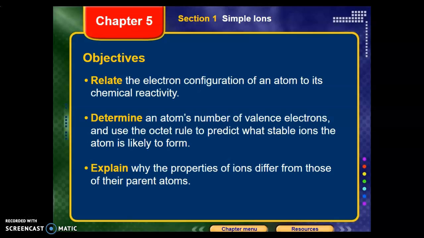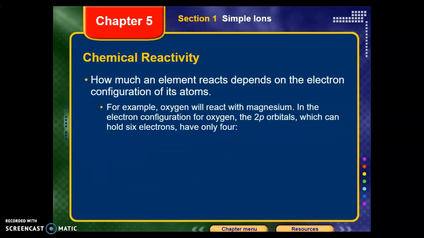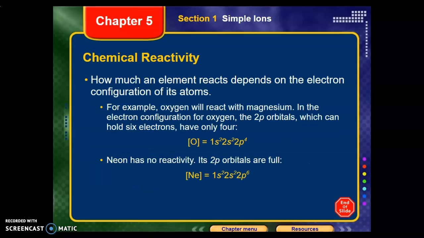The objectives for today are to be able to relate the electron configuration of an atom to its chemical reactivity, determine an atom's number of valence electrons, use the octet rule to predict what stable ions the atom is likely to form, and explain why properties of ions differ from those of their parent atoms. When I say parent atoms, I'm talking about the atoms themselves, and ions are when they gain or lose electrons. How much an element reacts depends upon the electron configuration.